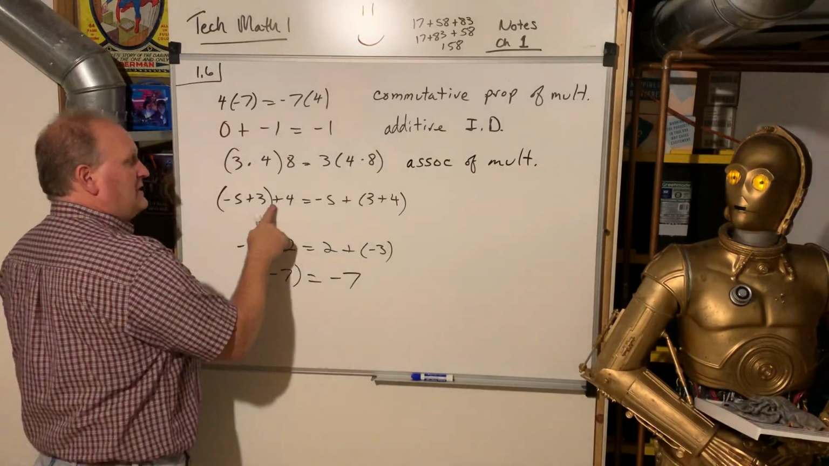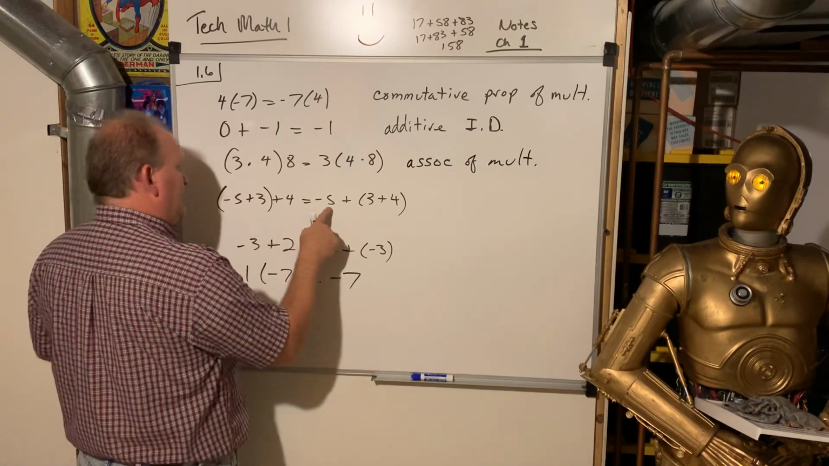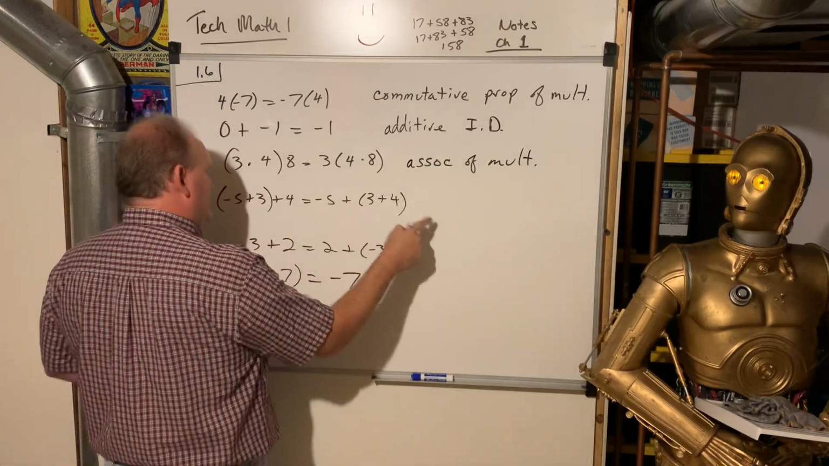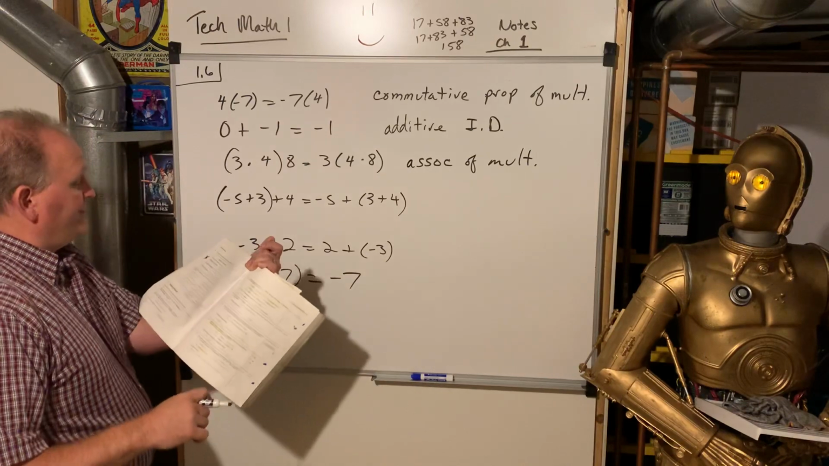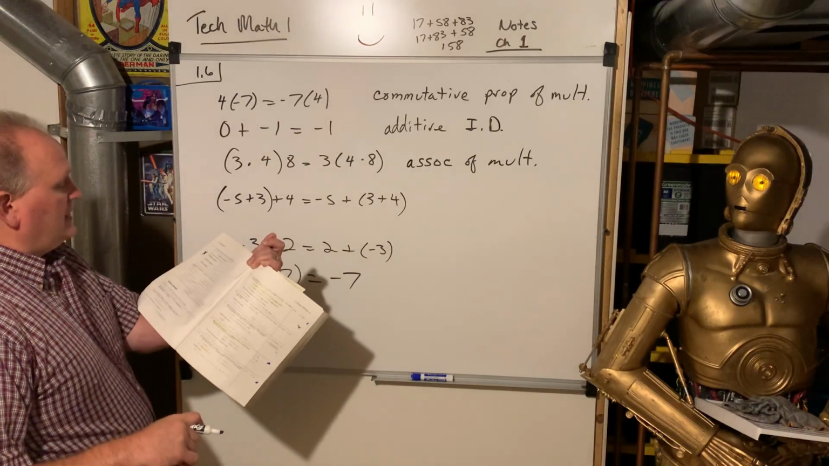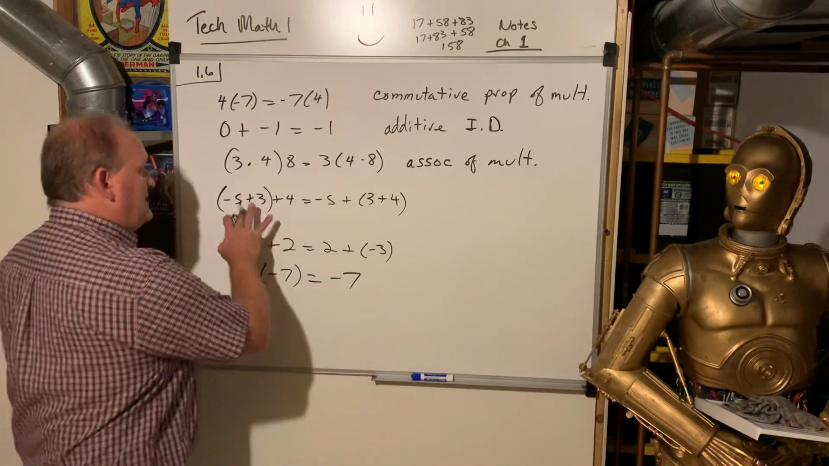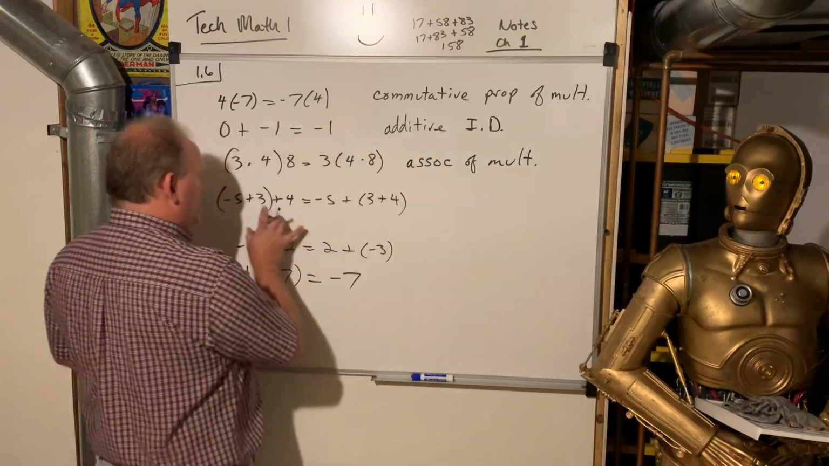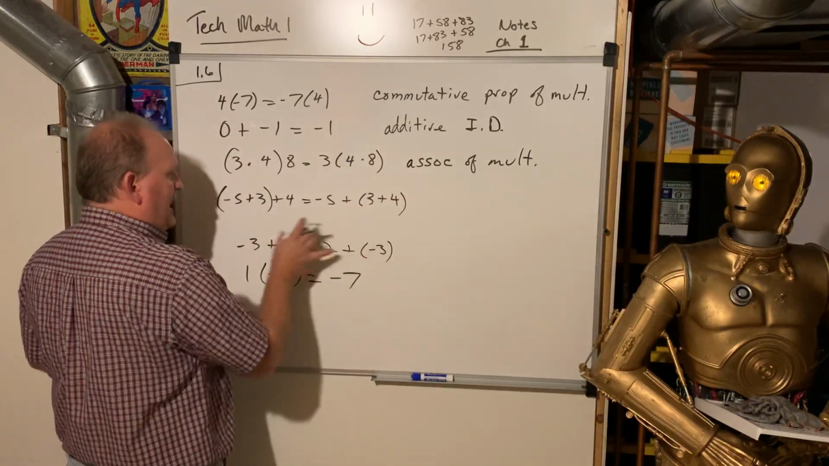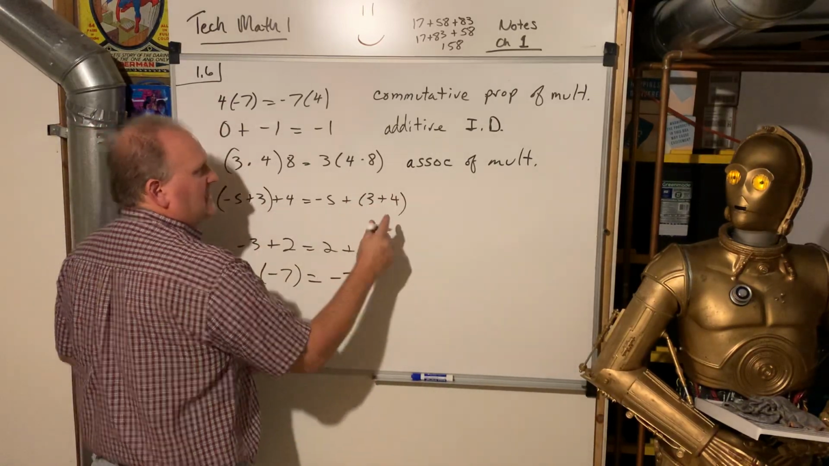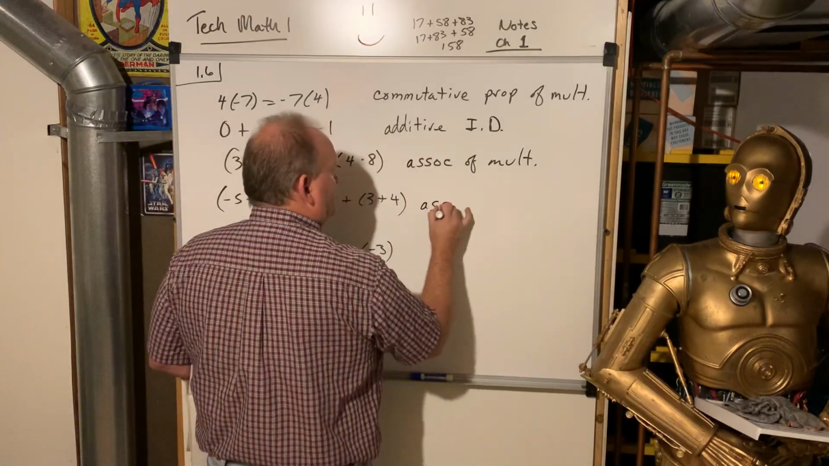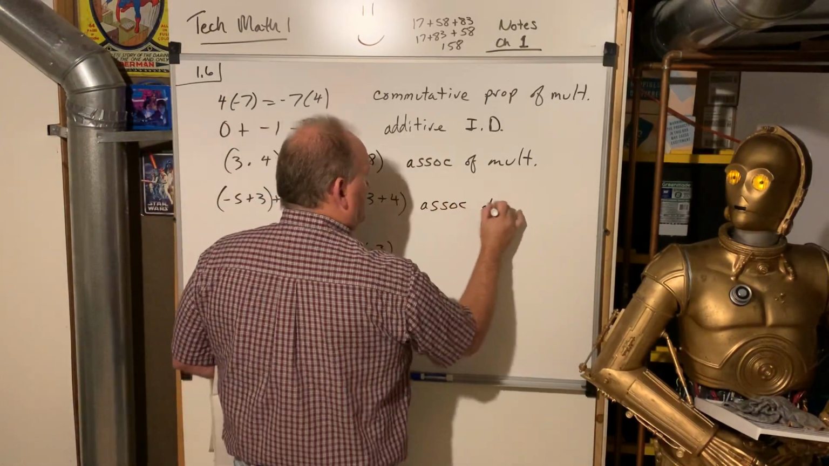Negative 5 plus 3 plus 4, negative 5 plus 3 plus 4. Again, gotta just make sure I wrote that down correctly, and I did. So they left the numbers in the same order, but they switched the order in which you add them first. So that gets added first, that gets added first. So that's the associative property of addition.